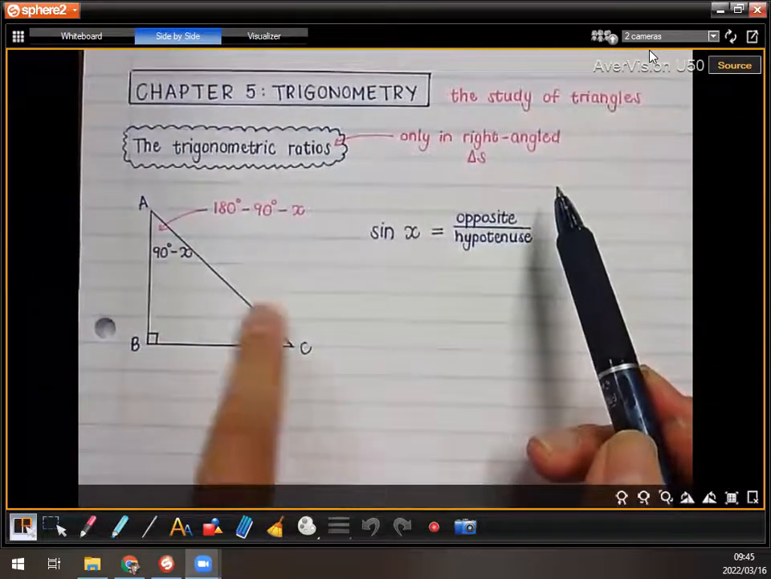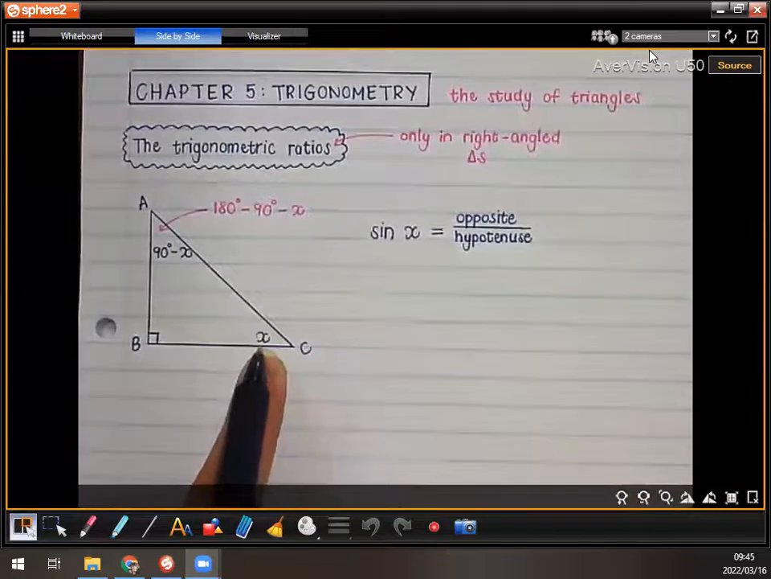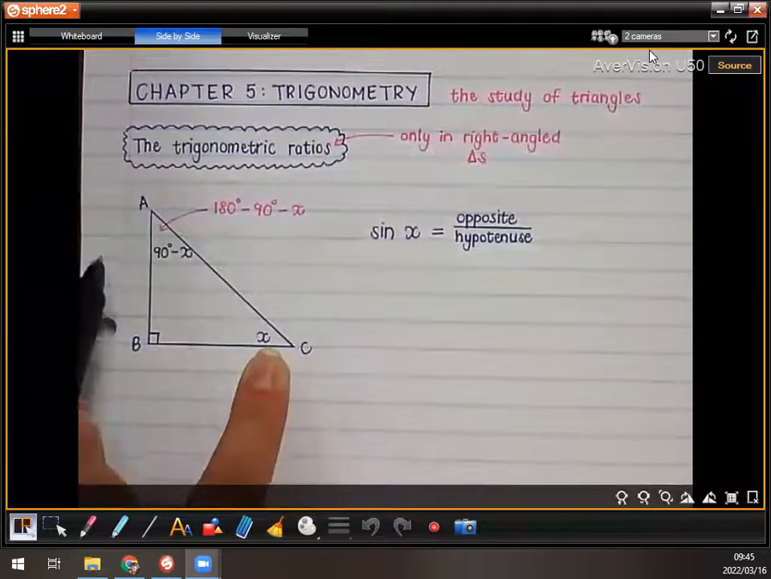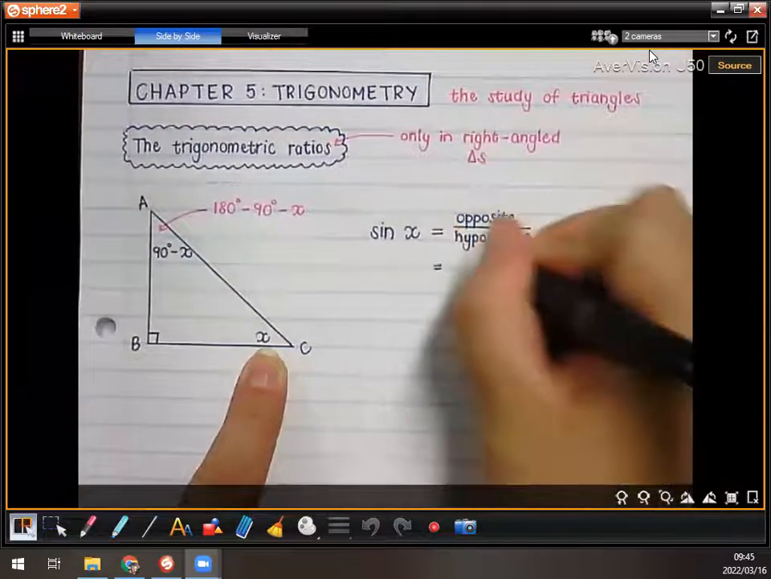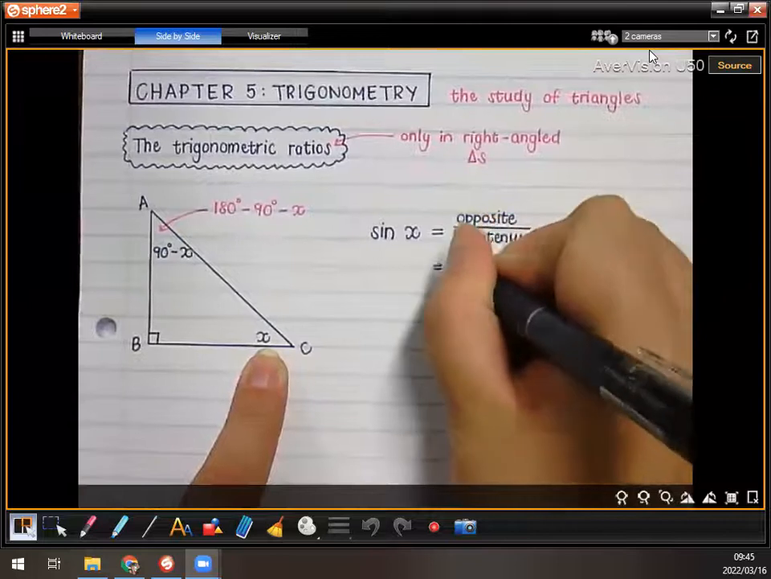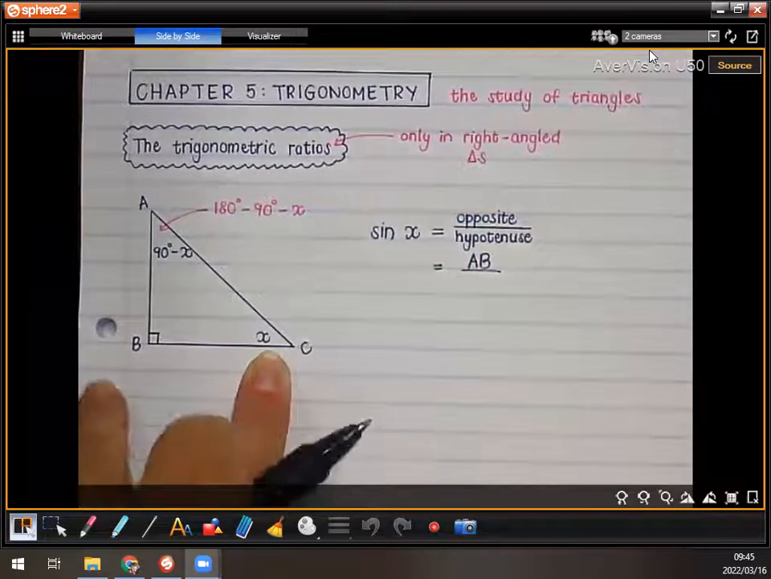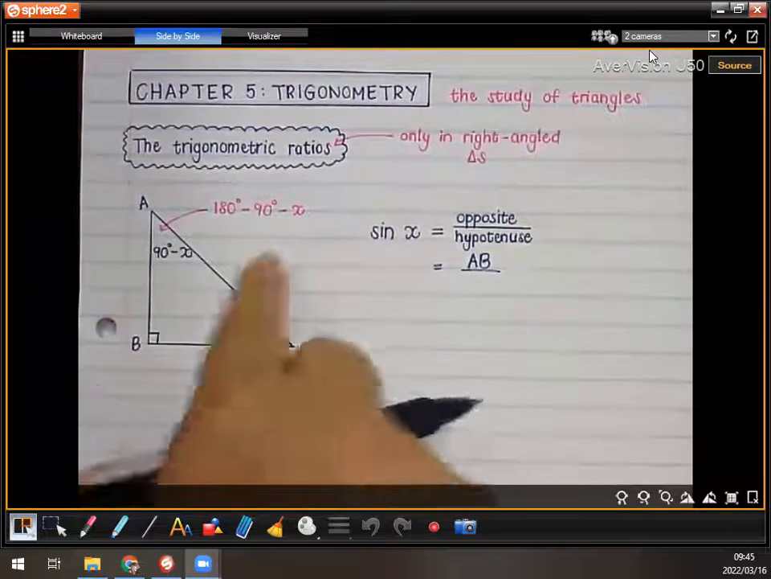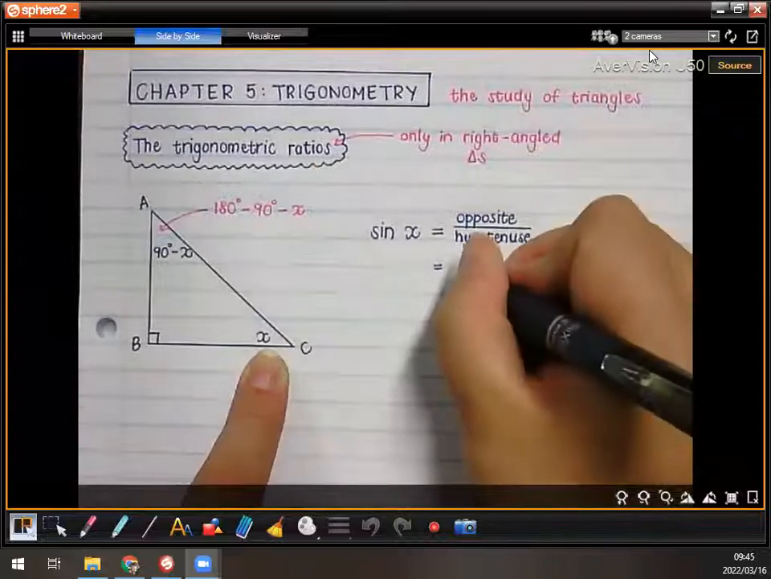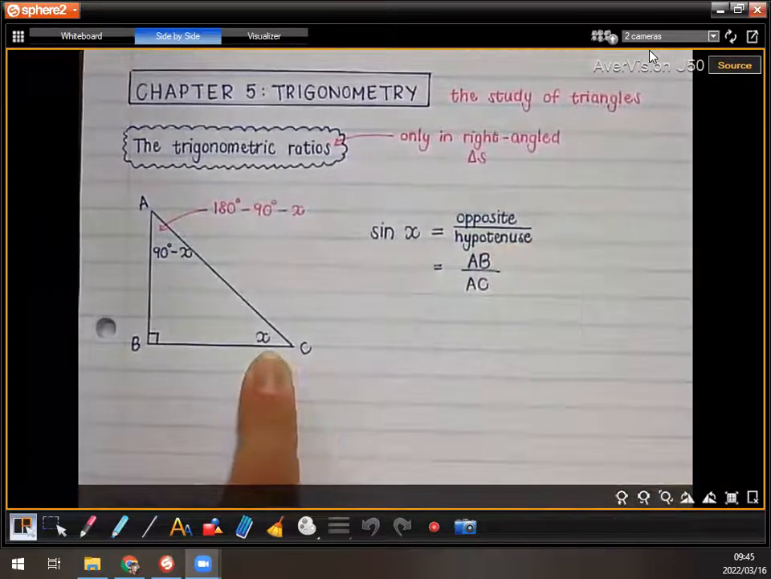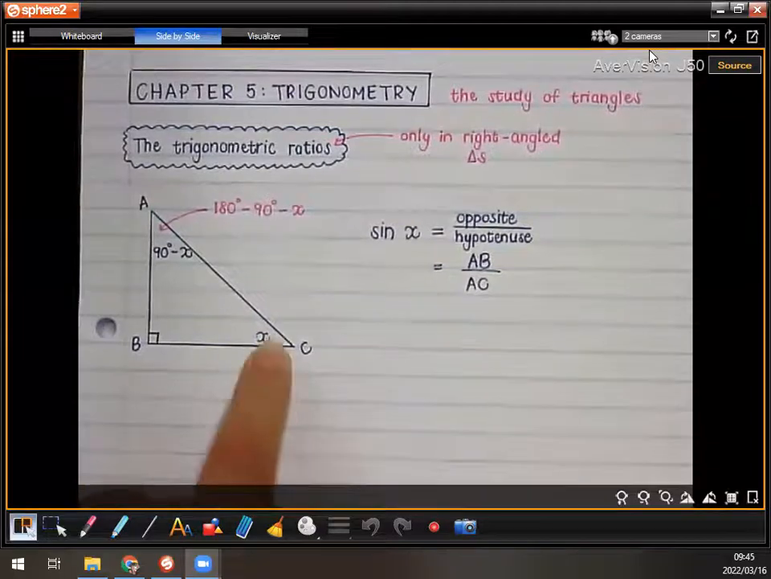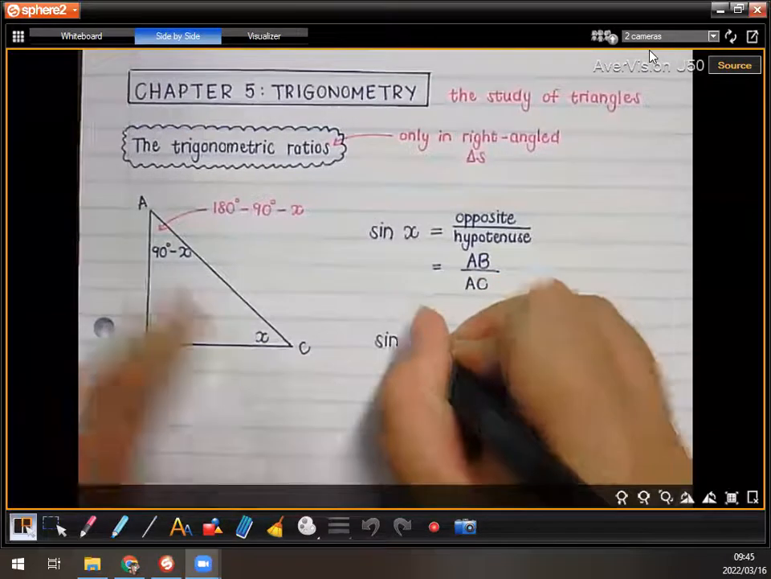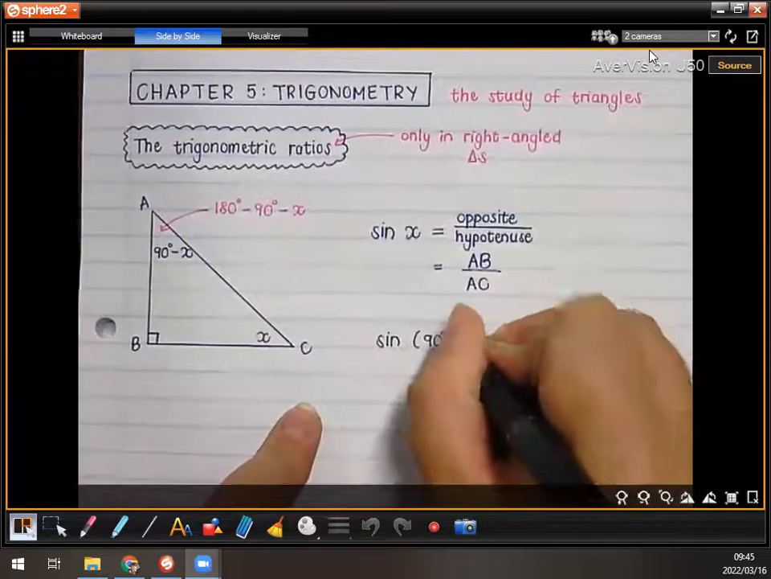So sine of the angle X. So we're looking at angle X. Which side is opposite angle X in this triangle? AB. So we're going to say AB over, what is the hypotenuse of this triangle? AC. Do we remember the hypotenuse is always opposite the right angle? Okay, so AB over AC. That is sine of X. But I can also find sine of the other acute angle, sine of 90 minus X.